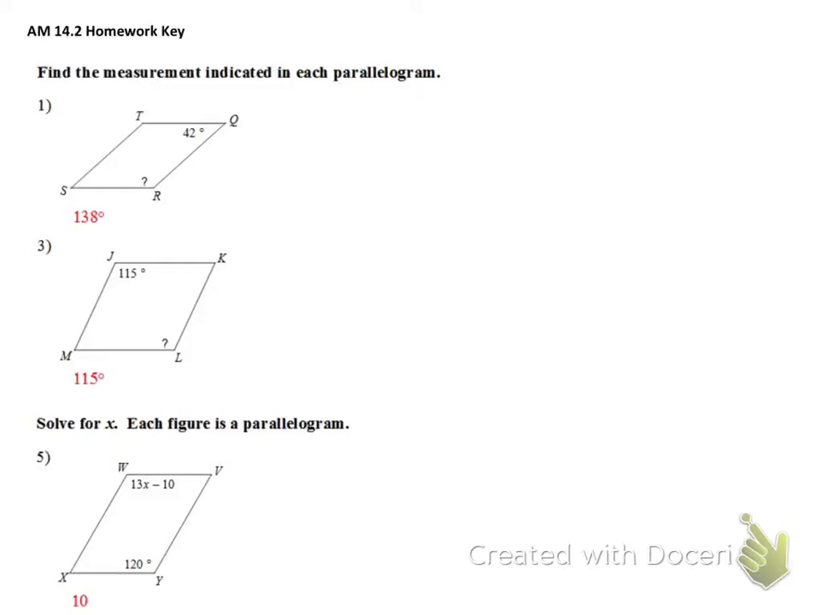I'm going to do the odds on the homework. So for the first one, and also in red is the answer key. So we know what answer we need to get, but how do we get that answer? That's what math is all about. So for the first one, I need to find out the question mark here.